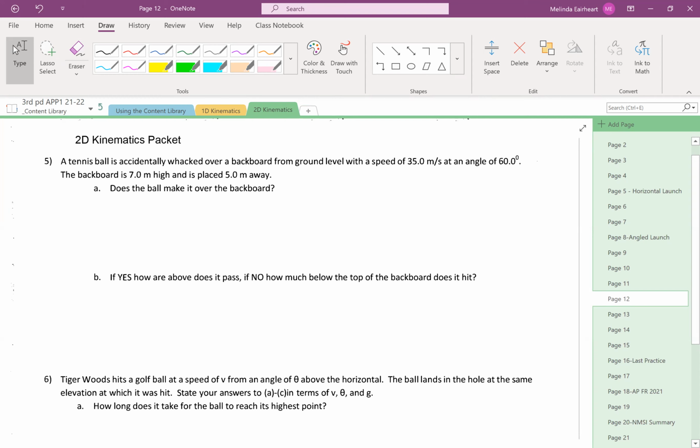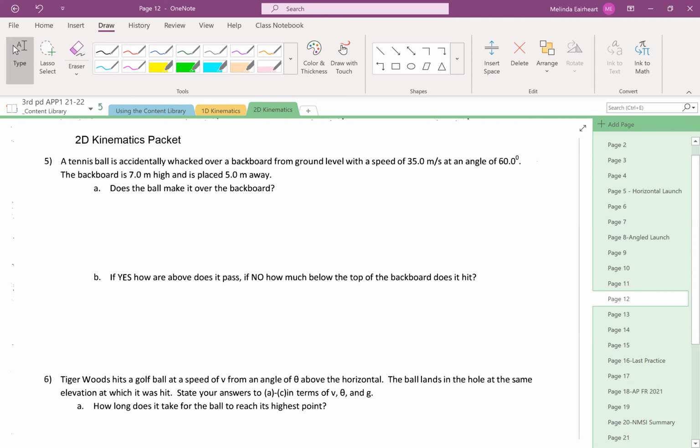Okay. So on the next page, page 12, it says a tennis ball is accidentally whacked at a backboard from ground level. So, you know, maybe the tennis ball gets hit in the lower region, close to the ground, with a speed of 35 meters per second and an angle of 60 degrees. The backboard is 7 meters high. It's placed 5 meters away. Does the ball make it over the backboard?